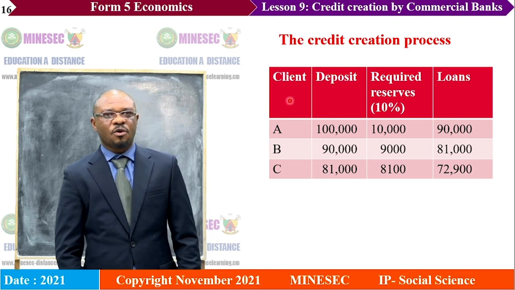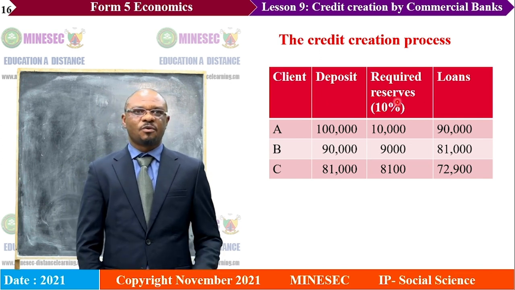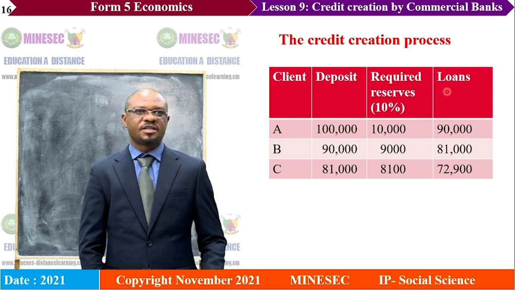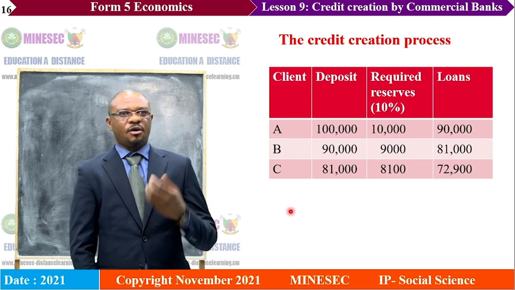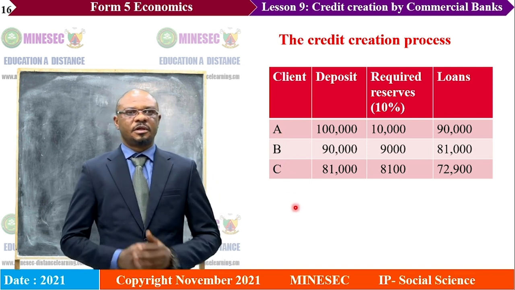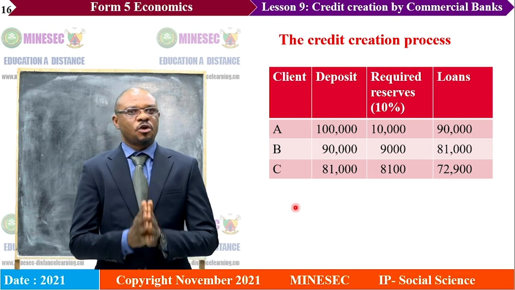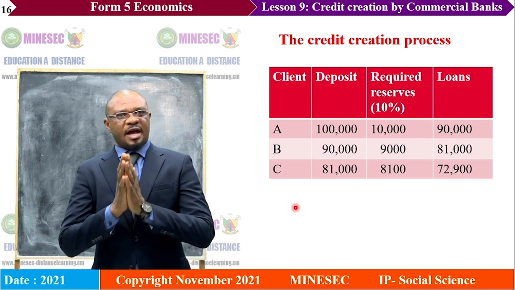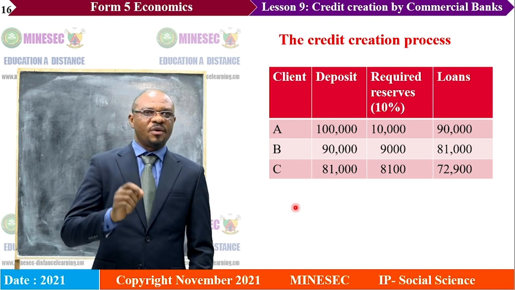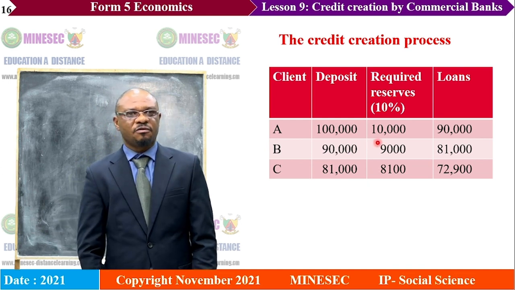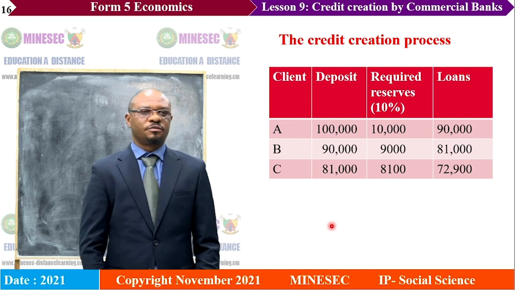Here we have client or customer, and then deposits, required reserve or cash reserve, and then loans which are excess reserve. So we'll make the assumption that a customer called A deposits 100,000 francs in the bank. Since our assumption cash ratio is 10%, it means that the bank will retain 10,000 francs for that deposit of 100,000 francs and will give out the remaining 90,000 francs as loans.